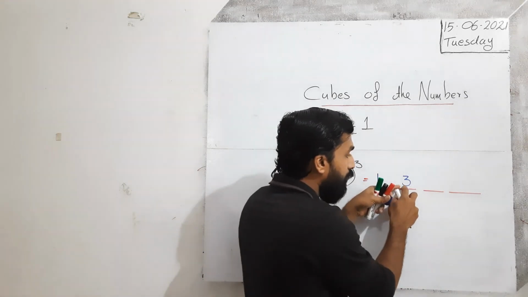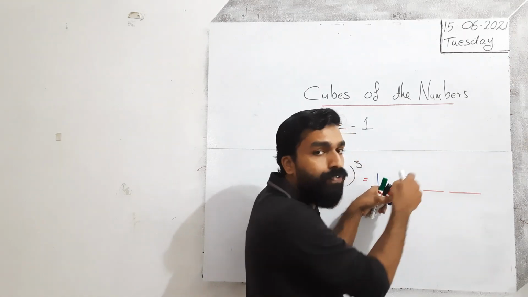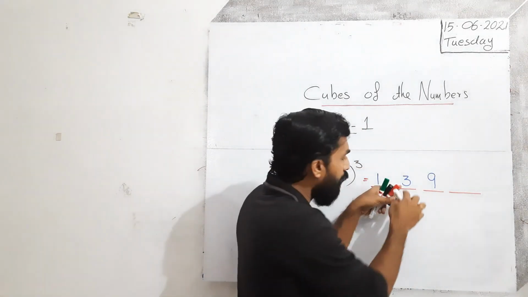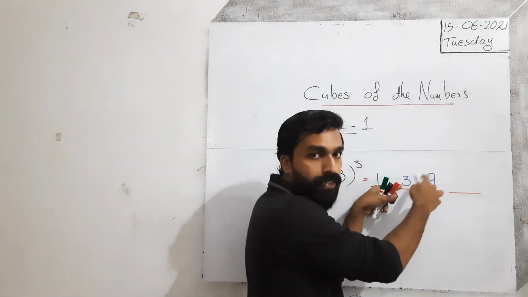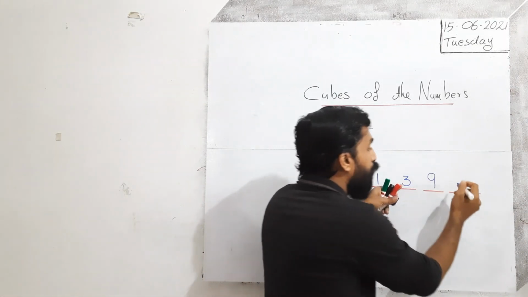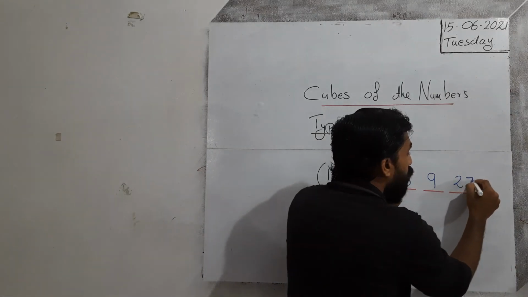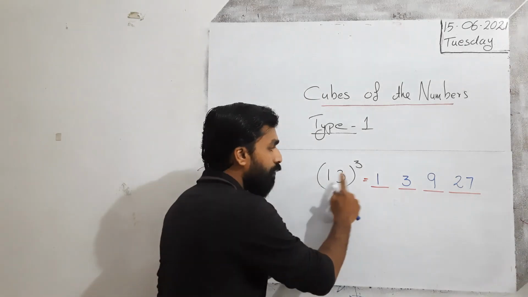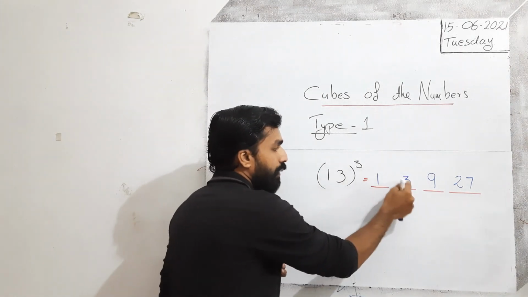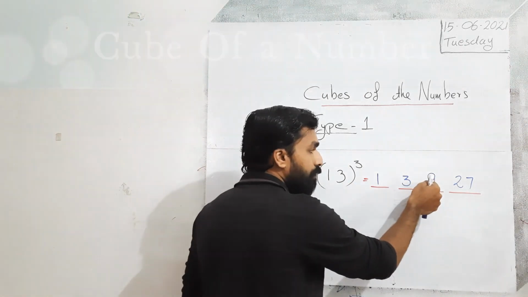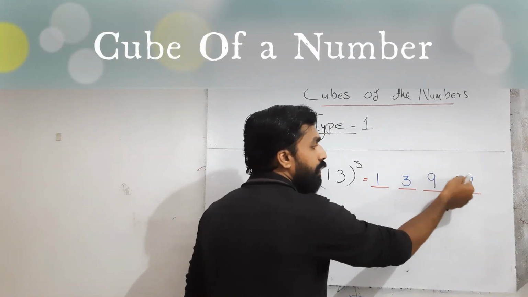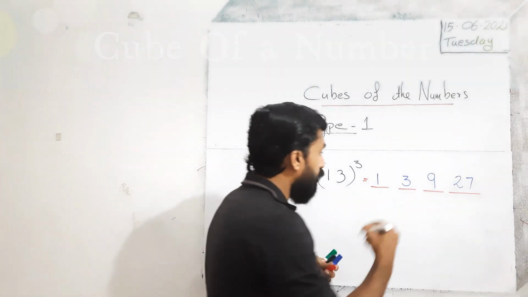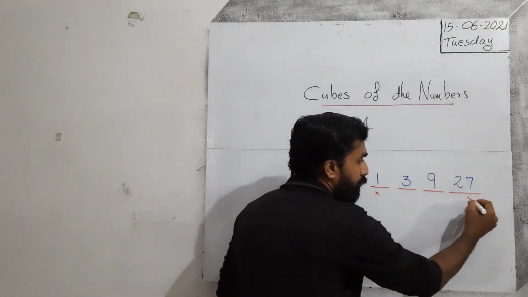Then the next step: we have to find the square of 3. 3 square is equal to 9, that you write here. Next step, the cube of 3. 3 cube is equal to 27, that you write. This is the first step. So starting number 1, then 3, then 3 square 9, then 3 cube 27.